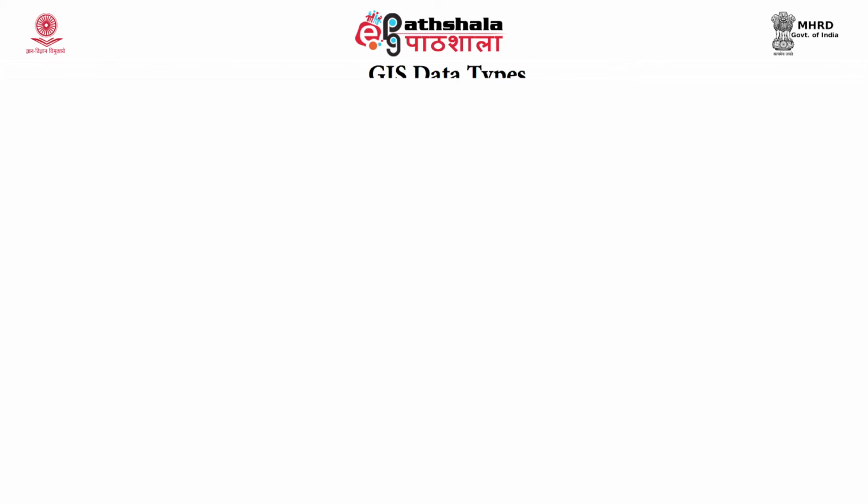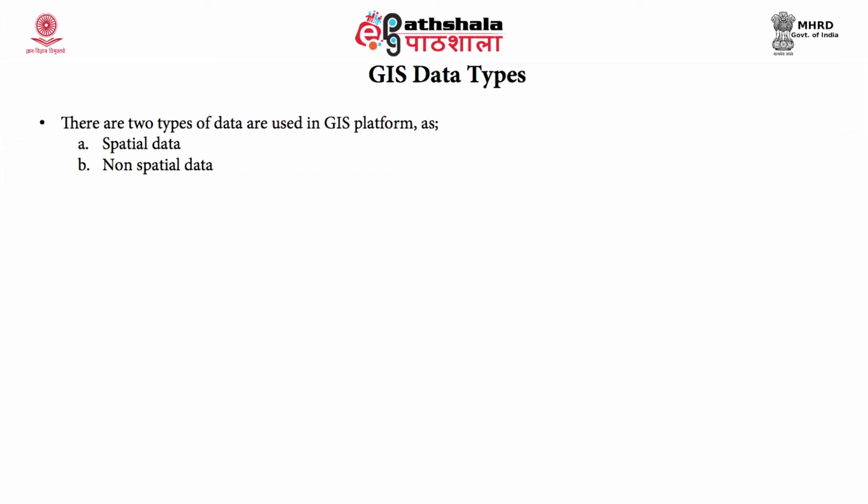Students, now let us study the types of data. There are two types of data used in the GIS platform. The first one is spatial data. The second one is non-spatial data. Let us first talk about what spatial data is.